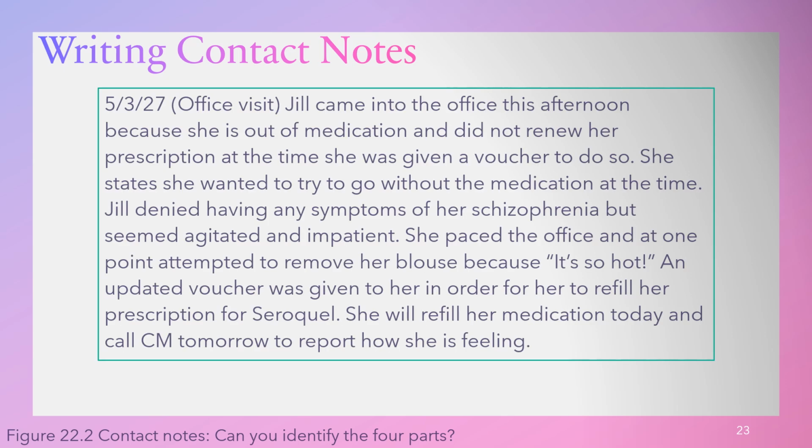5/3/2027, office visit. Jill came into the office this afternoon because she's out of medication and did not renew her prescription at the time she was given a voucher to do so. She states she wanted to try to go without medication at the time. Jill denied having any symptoms of her schizophrenia, but seemed agitated and impatient. She paced the office and at one point attempted to remove her blouse because it's so hot.